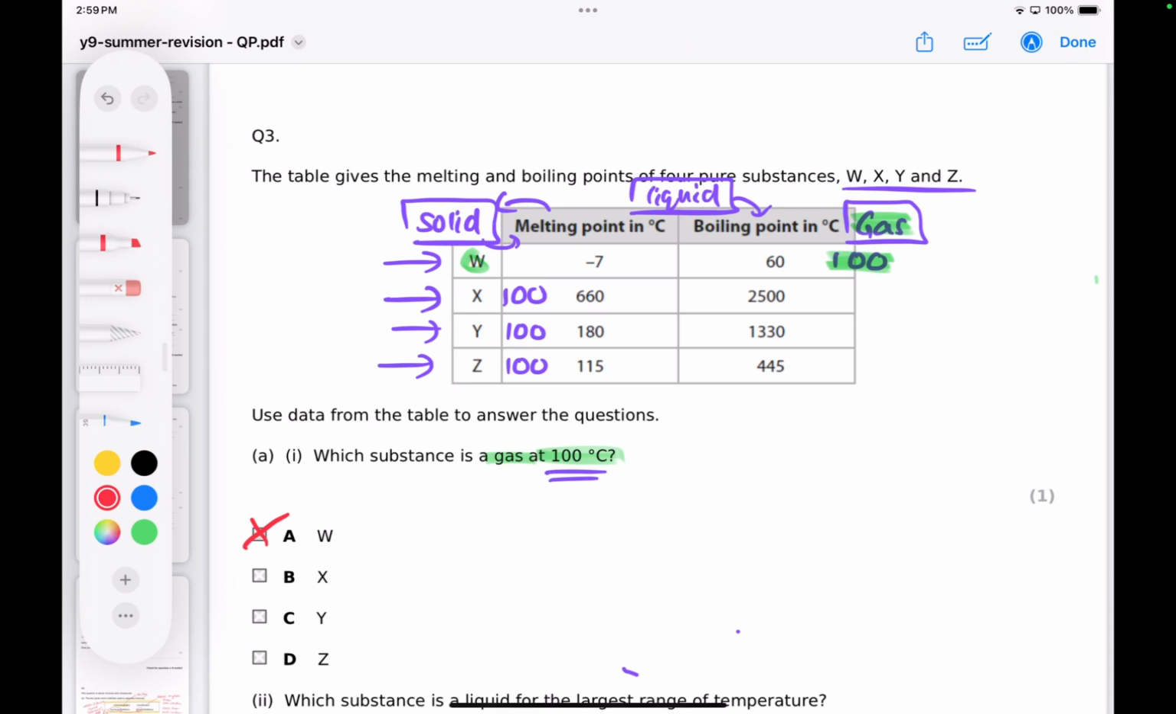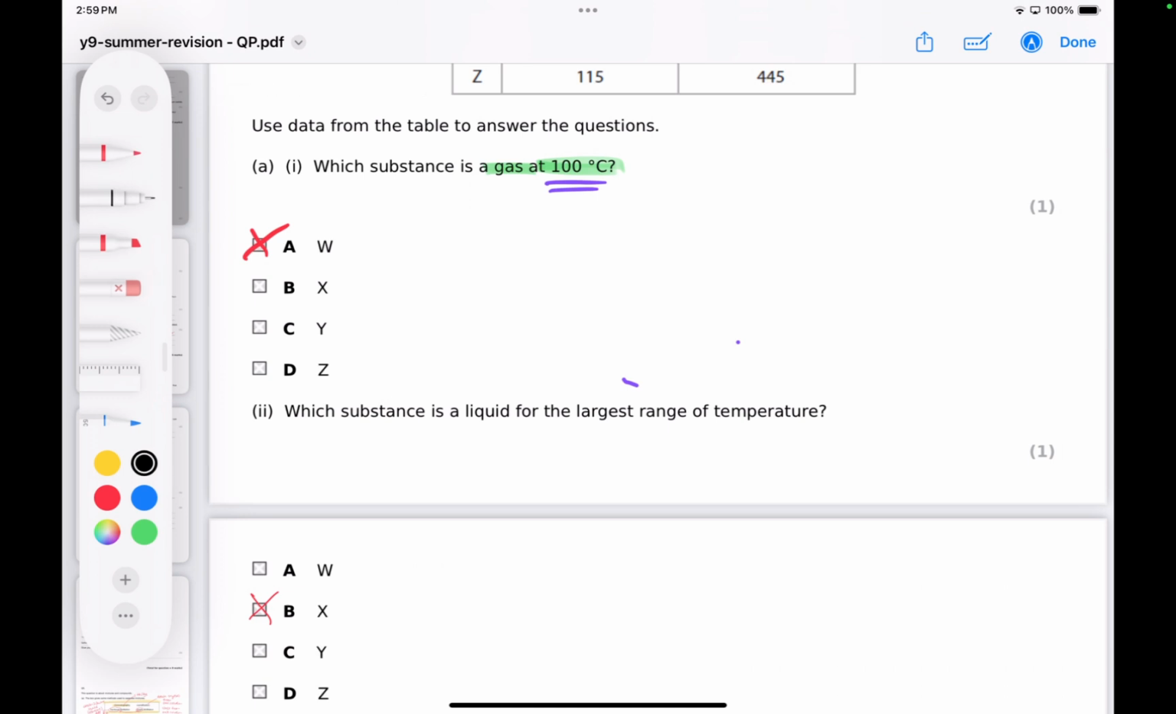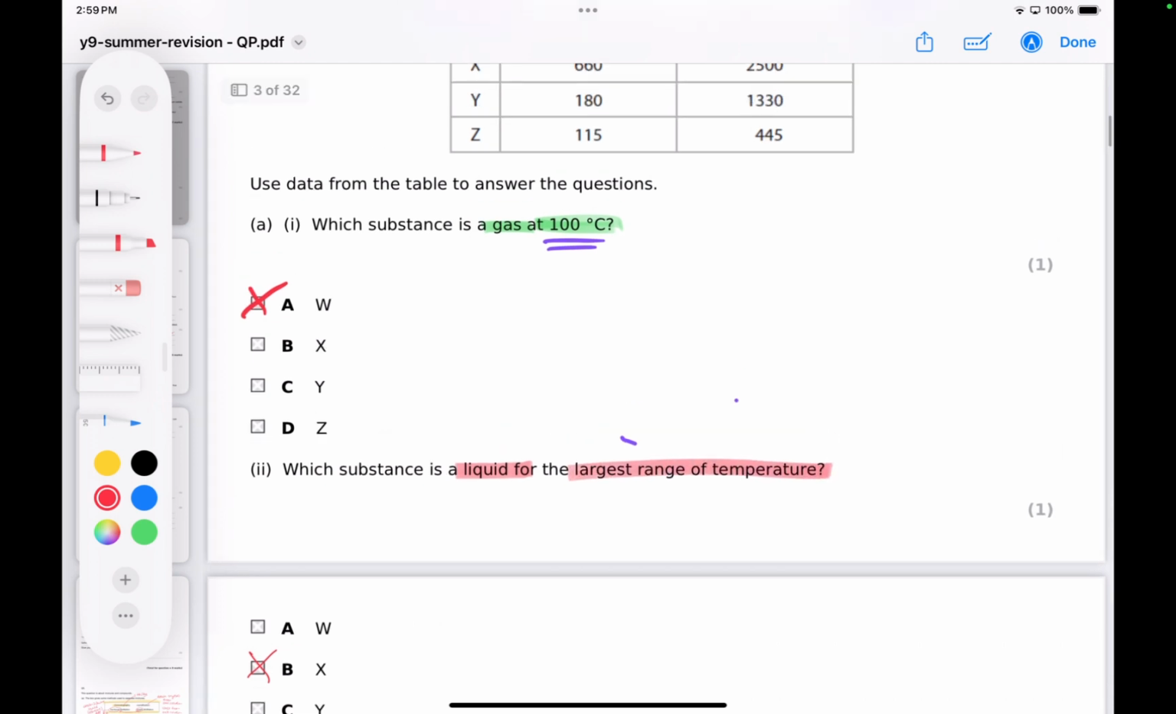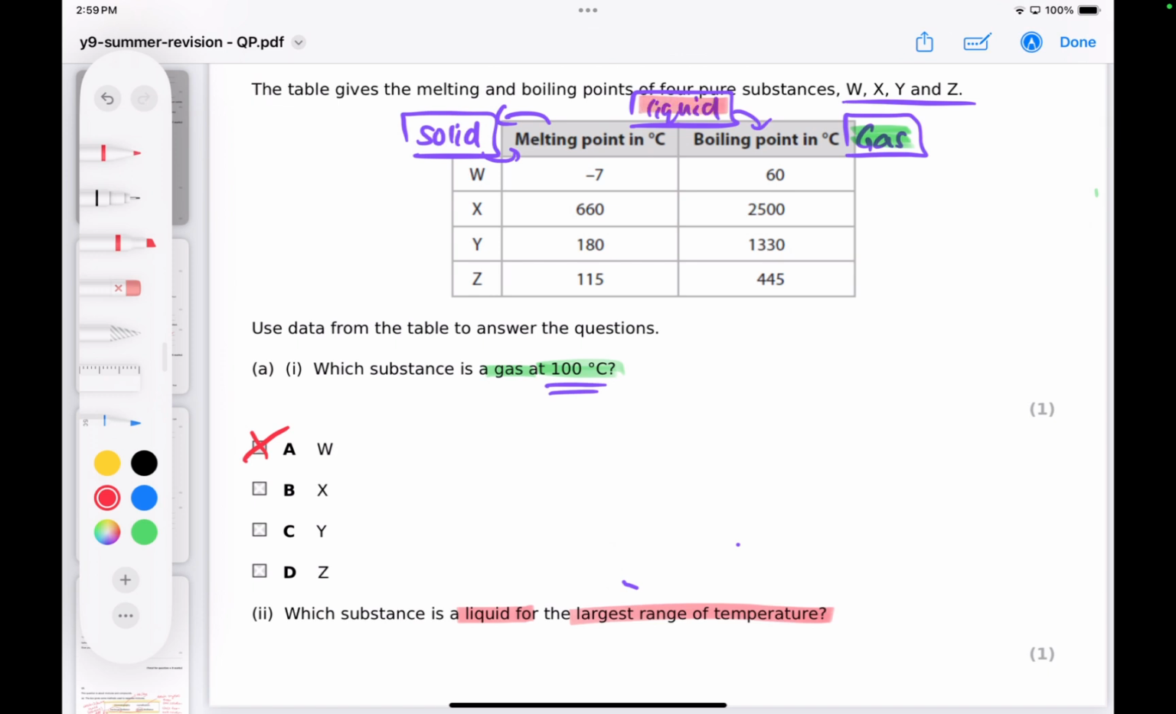With this idea, we're going to do the same thing. I'm not going to remove my solid, liquid, gas, I'm going to remove my working steps, and then we're going to apply it to the other parts of the question. For this question, we are looking at a liquid that exists in the largest range of temperature. Liquid is the state that exists between melting and boiling point. So we're trying to find out the range for each of them. Just by visual scanning, you would be able to tell that one of them has an extremely big difference between the melting and boiling point. But let's just do one at a time.